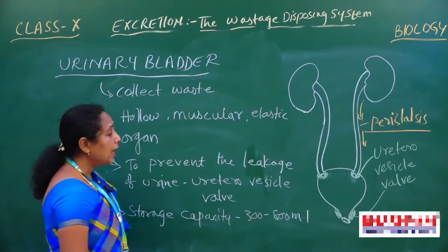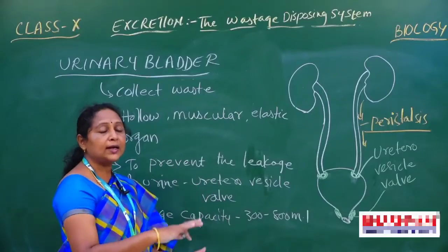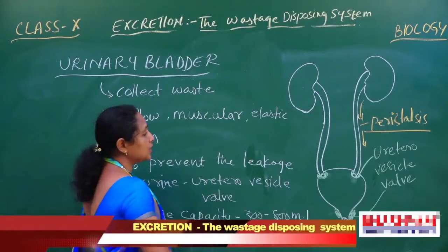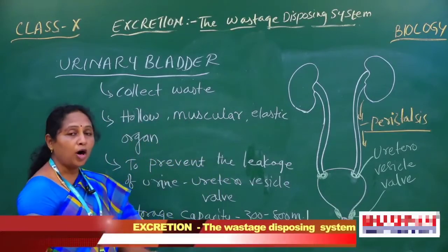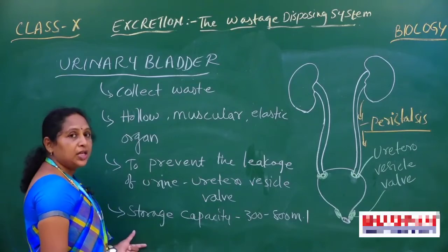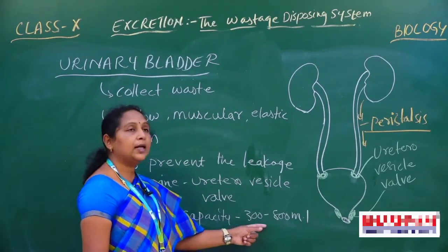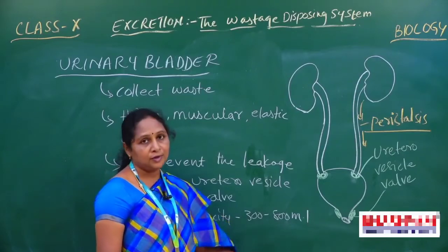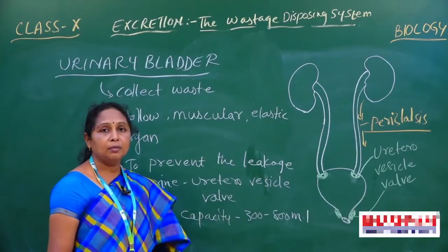Clear now? What is the main function of the urinary bladder? It collects all the waste which comes from the kidney through the ureter. The normal capacity of the urinary bladder is that it is able to store 300 to 800 ml of urine. So this is the urinary bladder.